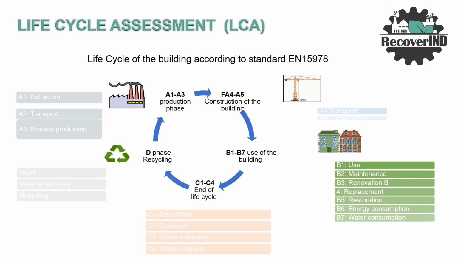Use phase, B1 to B7, covers the period from the completion of construction works to the demolition of the building. It covers a wide range of emission sources associated with the operation of the building, including heating, cooling, electricity consumption, water supply and maintenance, including cleaning, repair and replacement of building services.